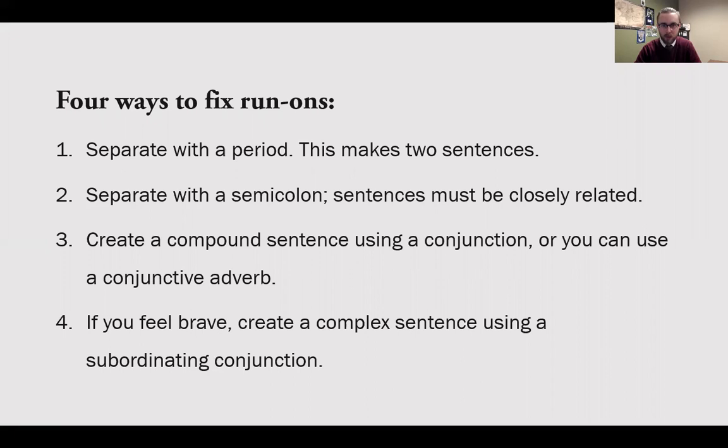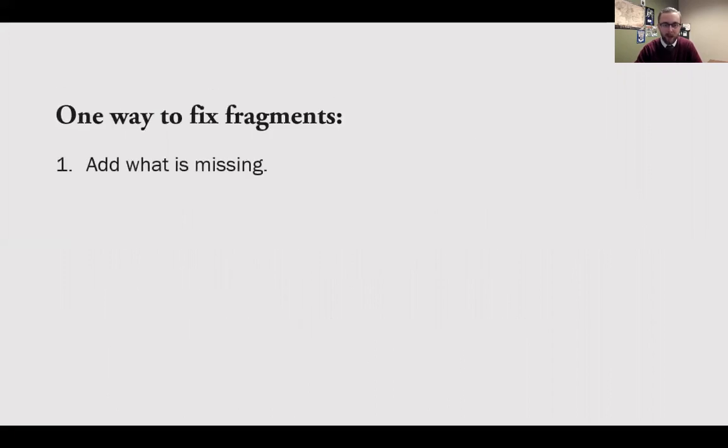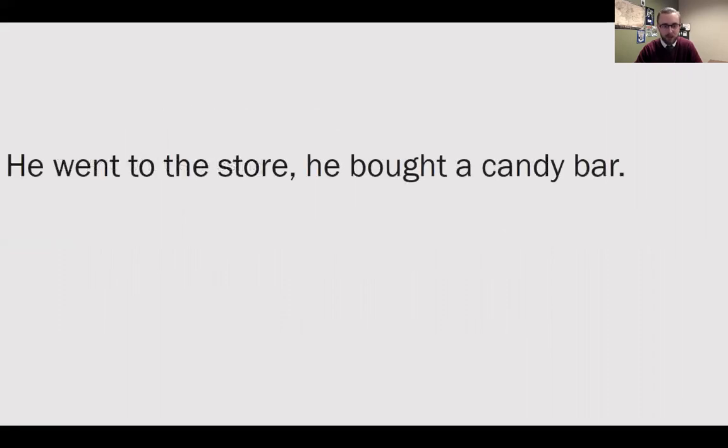of the first 3. So if you haven't yet, this would be a good thing to write down, to take a note of. If you need to, pause the video, because like I said earlier, I can't hear you if you tell me to slow down. So here are 4 ways to fix run-ons. With a fragment, there's really just one way: add what's missing. So let's just jump into the examples.